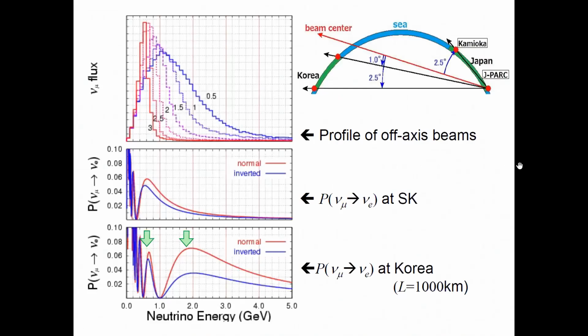So this is the Korean idea, which I really like. So this is J-PARC, and Kamioka is here. Kamioka is about 2.5 degrees off-axis of this neutrino beam. And the neutrino beam center appears on the Earth slightly east of the Korean coast. So if we choose the detector very near to the Korean coast, then we can have a smaller off-axis angle.